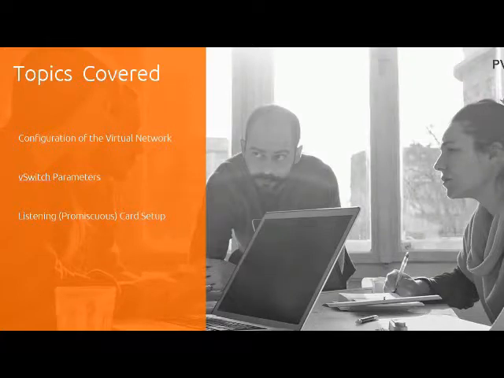So the topics that we're going to cover here are the configuration of the virtual network, the vSwitch parameters themselves, and configuring and setting up the listening promiscuous card. Let's start with the configuration of the virtual network. And in our example, we're going to be using an ESX server with 8 physical ports.